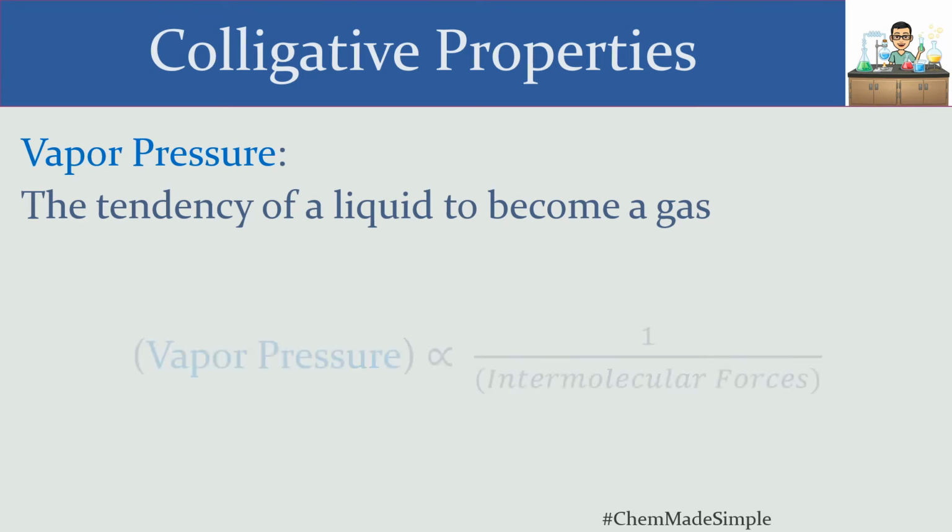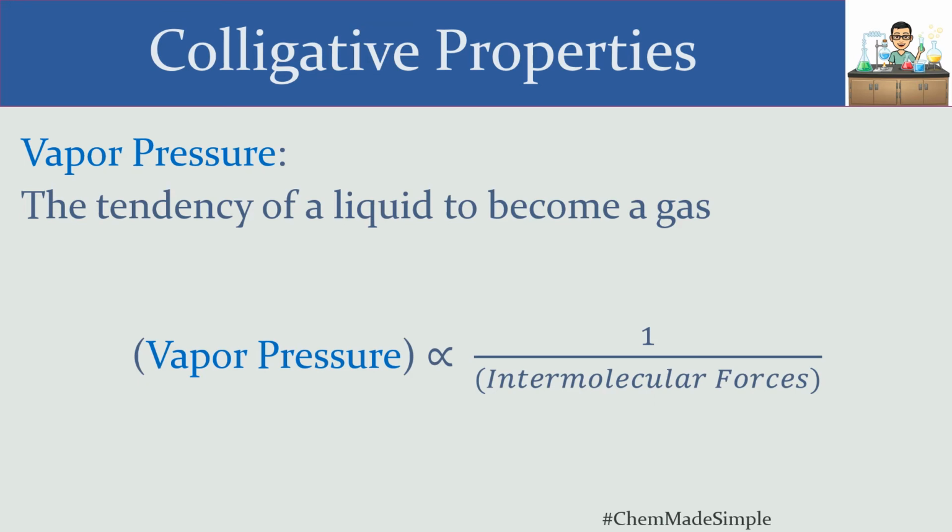And so vapor pressure is inversely proportional to intermolecular forces. If your intermolecular forces are higher, you're going to experience a lower vapor pressure. So something like water, which experiences hydrogen bonding, is going to have a low vapor pressure as a result. And the opposite is true. If something has very weak intermolecular forces, its tendency to become a gas is going to be really high, and it's going to have a higher vapor pressure instead.